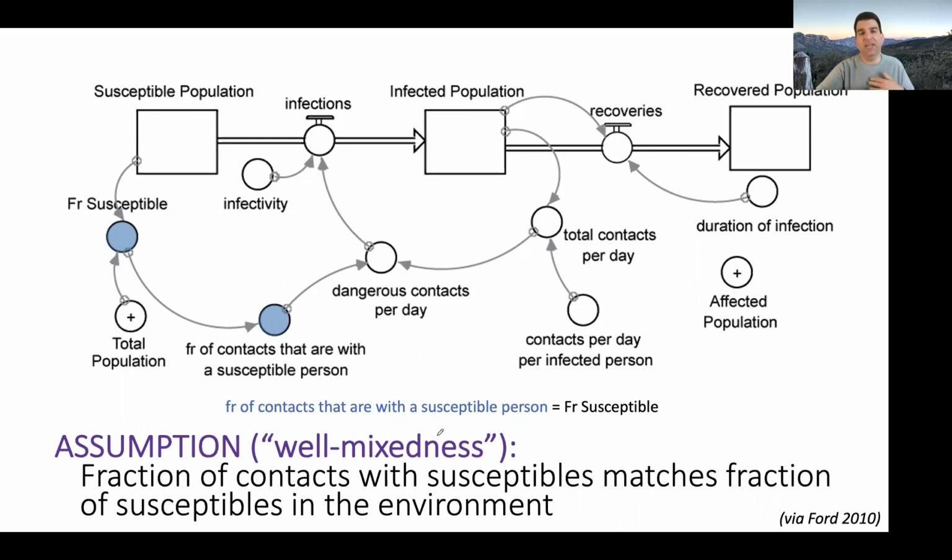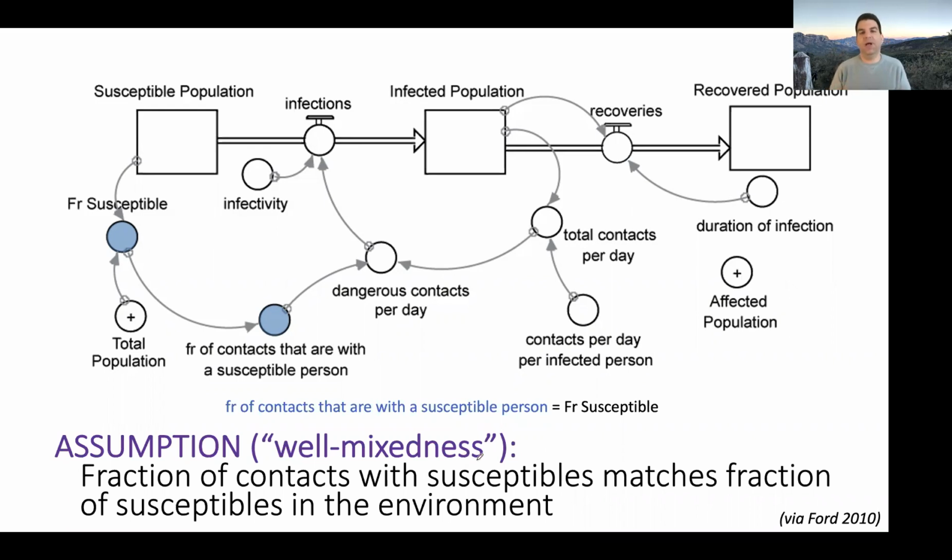Now, if we lived in a quarantined world where everybody who is infected immediately gets detected and moved off into a special area where they can only interact with themselves, then there's no chance you're going to bump into anybody who's susceptible. That would be one assumption, and we would set the fraction susceptible here to 0 if we have a really good quarantine policy. But if we don't have a quarantine policy, then we might make what's known as a well-mixedness assumption.